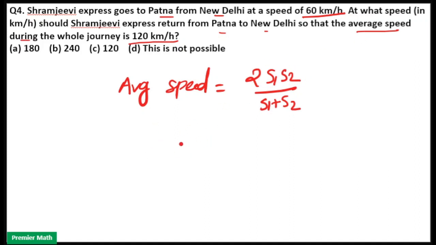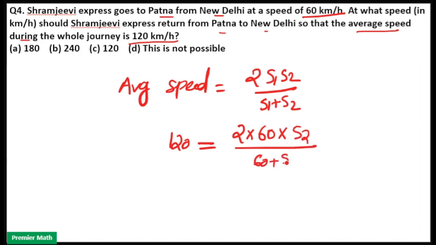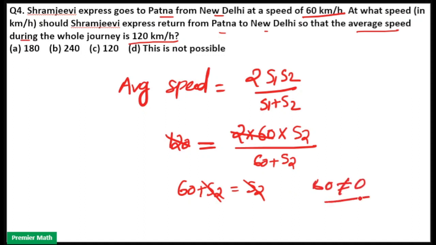Here s1 is equal to speed 1 and s2 is equal to speed 2. So in this question, average speed is equal to 120 km per hour. That is equal to 2 into Patna to New Delhi speed, which is 60, and return speed, New Delhi to Patna, we don't know. So we have to find out s2. So s1 is equal to 60, s2 is equal to s2. Here 120 cancels out. That means 60 plus s2 is equal to s2. So s2 cancels. That means 60 is equal to 0. That is not possible. So option D is your answer.